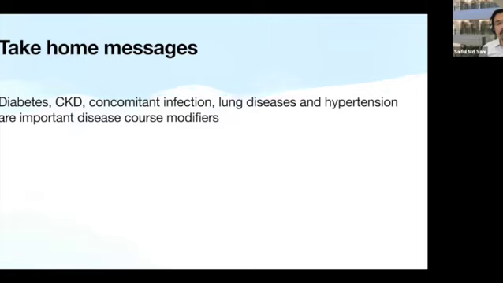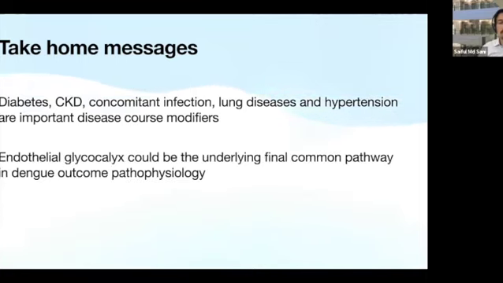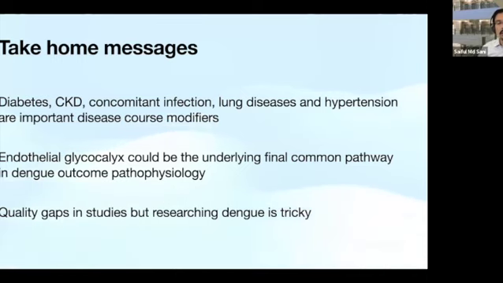So my take-home message is simple. Firstly, diabetes, CKD, concomitant infection, lung disease, and hypertension are important disease course modifiers. Endothelial glycocalyx could be the underlying final common pathway in dengue outcome pathophysiology. As you can see, it occurs in many diseases, so it could be the final common pathway in why people have plasma leakage. And finally, when we conduct research, we need to address quality gaps in previous studies, but also bear in mind that the traps of clinical processes make researching dengue tricky.